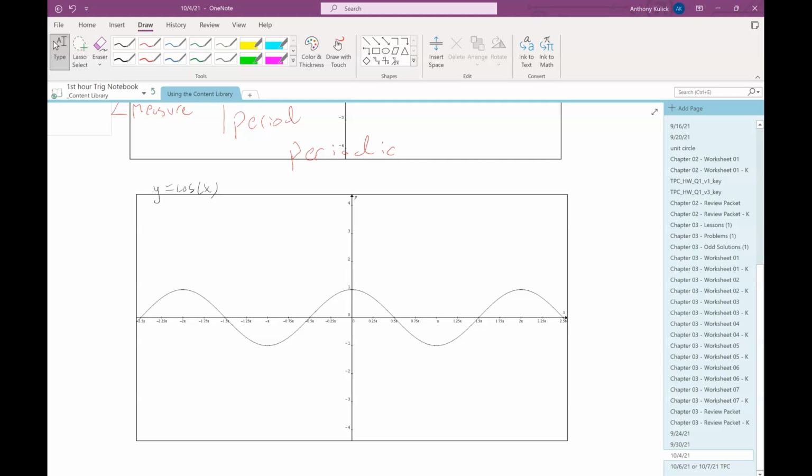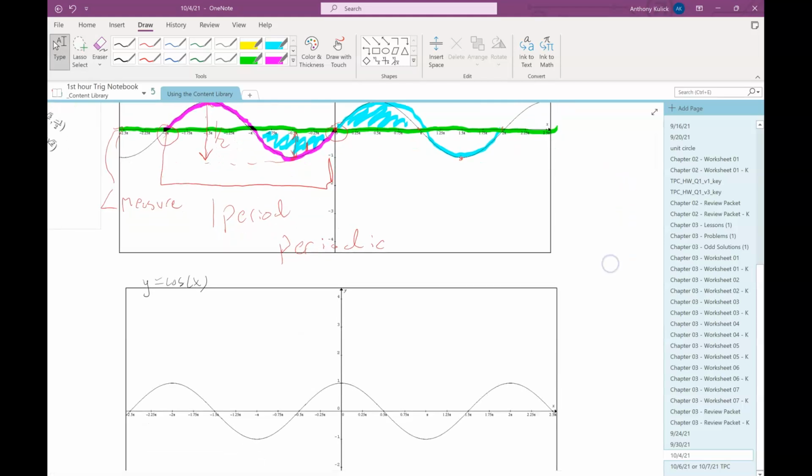So if I look at the graph of cosine and sine, they're almost identical, right? They're not quite identical, but the shape is almost exactly the same. It just looks like it's been moved over a little bit. You guys agree with that? So guess what that means for our table back there? Almost everything is going to be the same as sine. The only thing that's going to be different is the symmetry.